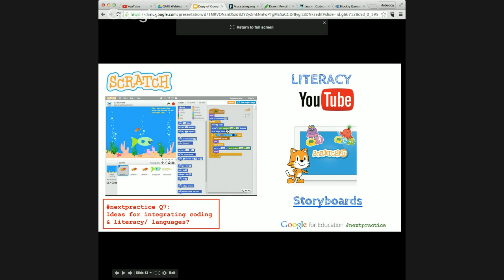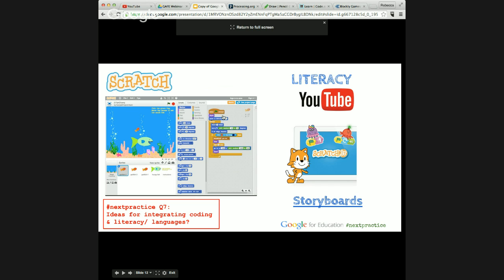So I guess now I wanted to just have a little look at how you might integrate coding with literacy or English or even languages. And we've got here the Scratch example, which some people have mentioned as well. And on the left-hand side here is a screenshot of what your Scratch environment would look like. And you've got the fish here, which is in the preview area. So that's where all the action happens.